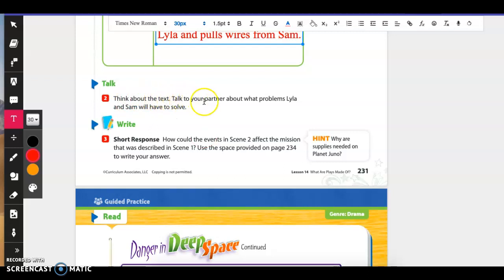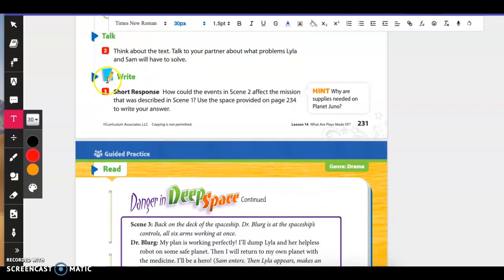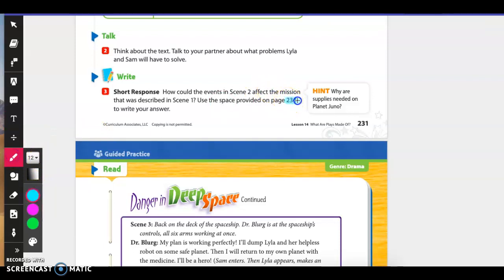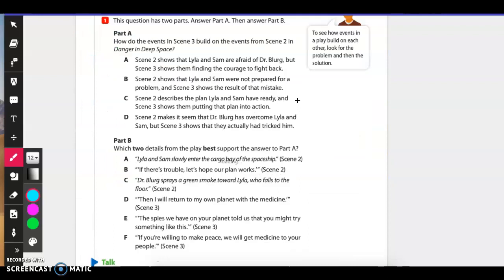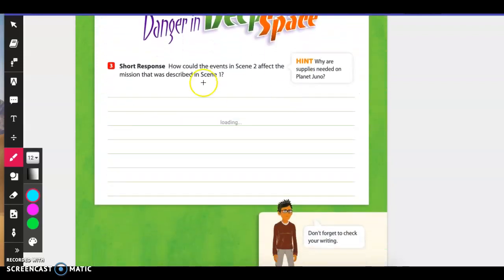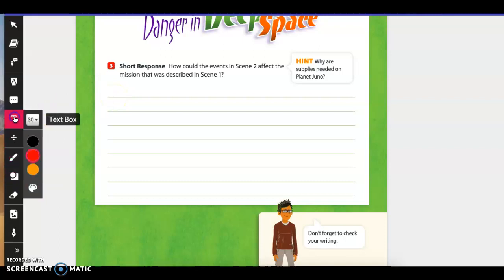Think about the text. Talk to your partner about what problems Lila and Sam will have to solve. Go ahead and pause your video now and talk to someone in your home. Next, you will complete the write portion of this text. How could the events in Scene 2 affect the mission that was described in Scene 1? Use the space provided on page 234 to write your answer. So let's go down to page 234, and this is where we will answer our short response question.